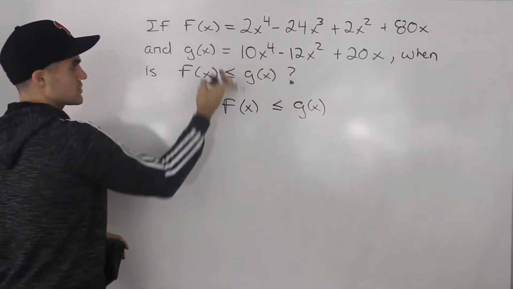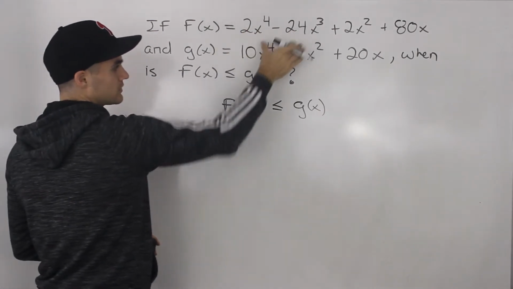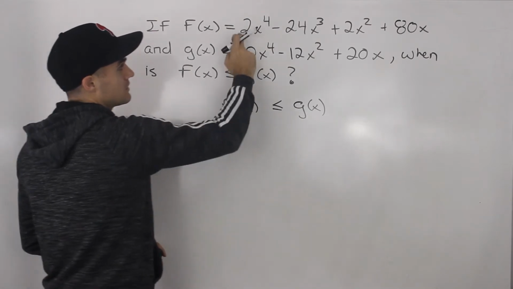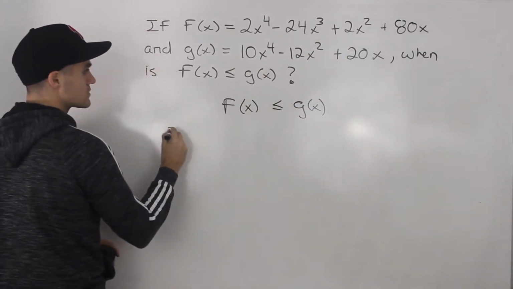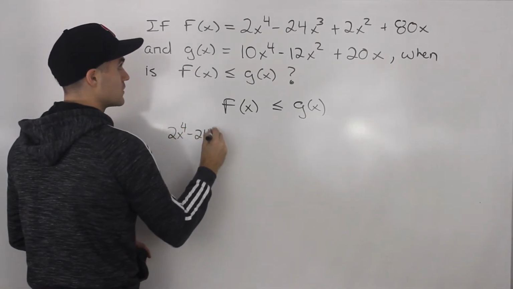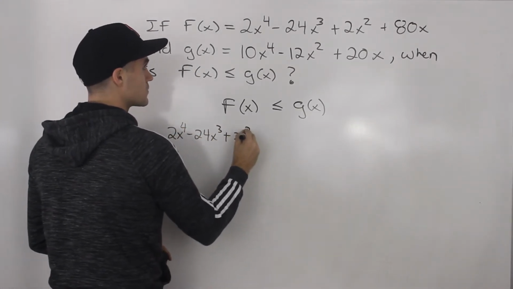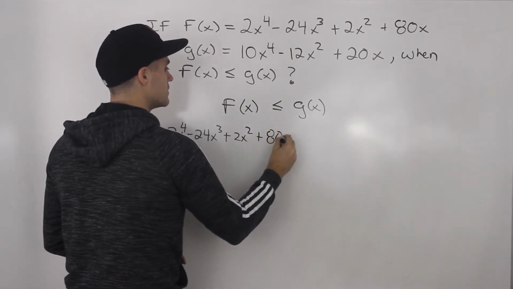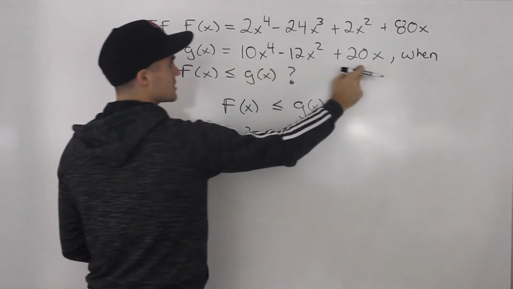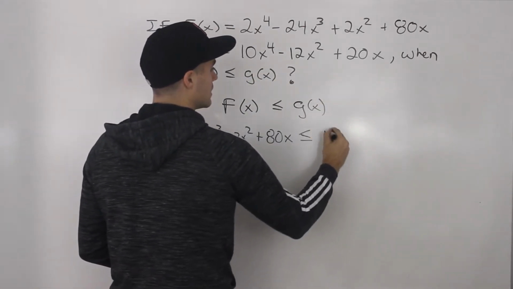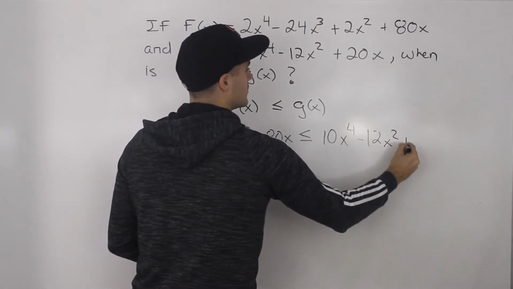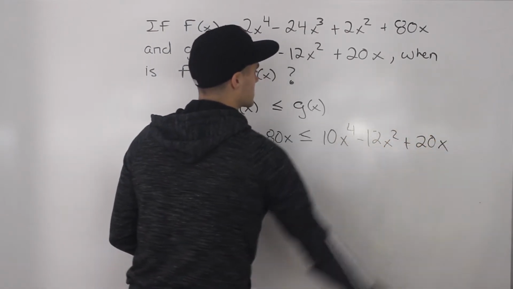So we got these two functions here. Well, we can just simply plug these functions into this inequality, right? So f of x, the left side, is going to be all of that there. So 2x to the power 4 minus 24x cubed plus 2x squared plus 80x. When is that less than or equal to g of x, which is just this polynomial here? 10x to the 4 minus 12x squared plus 20x.